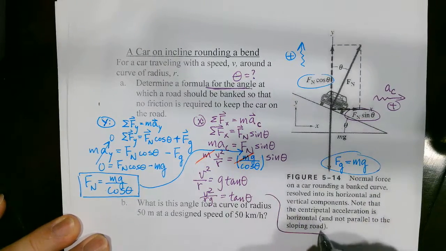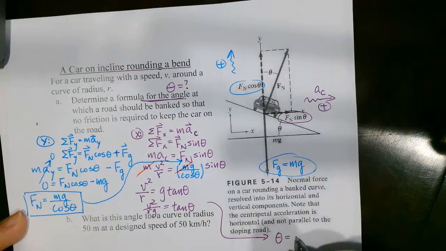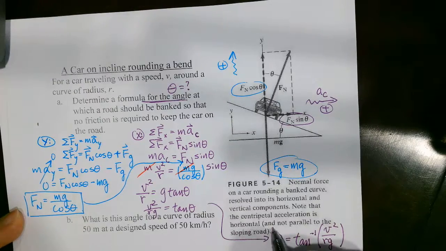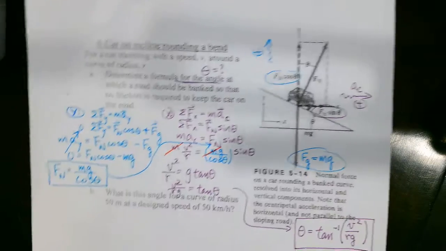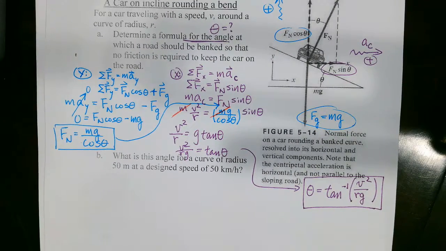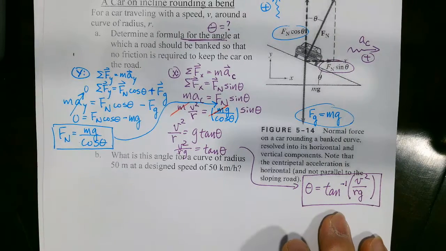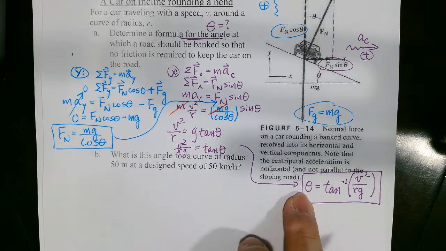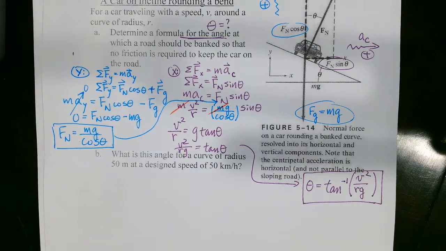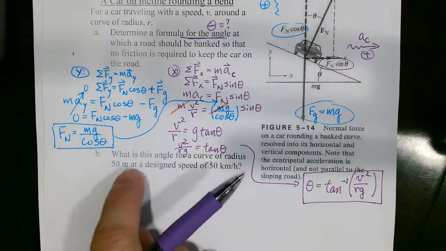Therefore, my theta is equal to tan inverse of v squared over rg. This is the embankment formula. Okay? So once you know that, then you can figure out what the safe embankment should be for a certain speed with radius r. Okay, so here's an example.